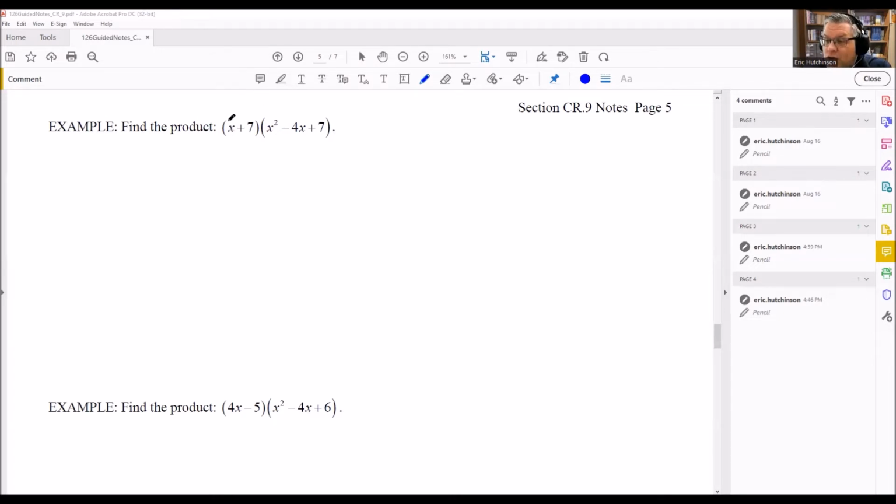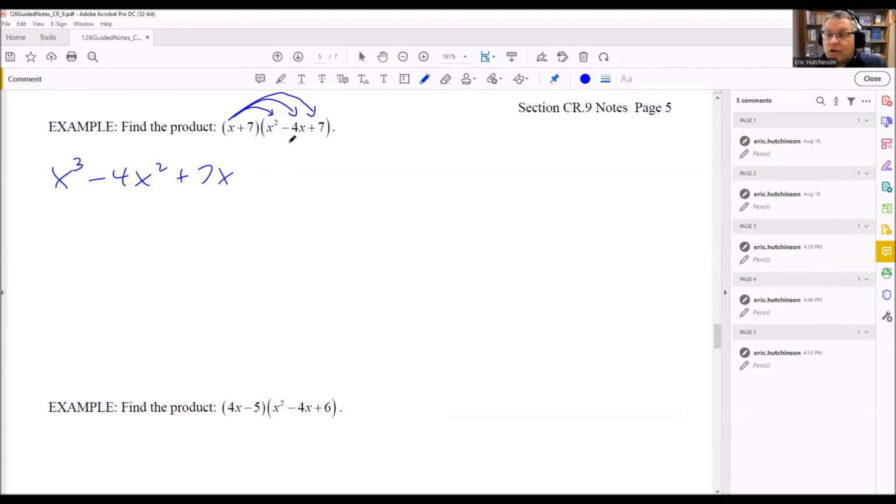So the first thing we're going to do is start with the first terms, like you would do with FOIL. So I'm going to do x times x squared, and I get x cubed. That's the first thing. So I'm basically going to take x times everything inside the parentheses and then 7 times everything inside the parentheses. So x times the first term, now we're going to do x times the second term. So we're going to do x times negative 4x is negative 4x squared. Now I'm going to take x times the last term. So x times 7 is plus 7x.